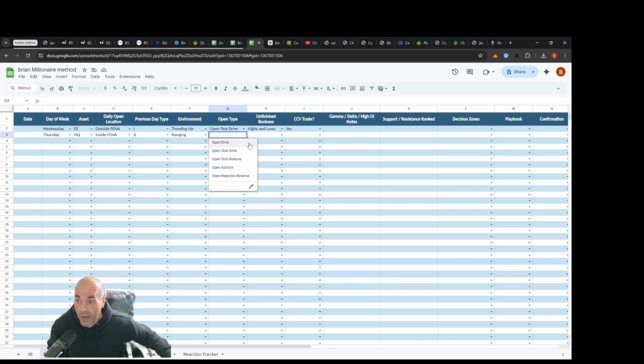Your open types usually are open-drive. That's where you open the market and bam, you just go somewhere, you go in a certain direction. Or you have an open-test of a local level, then drive. Or you have an open-test, or open-rejection-reverse, right?